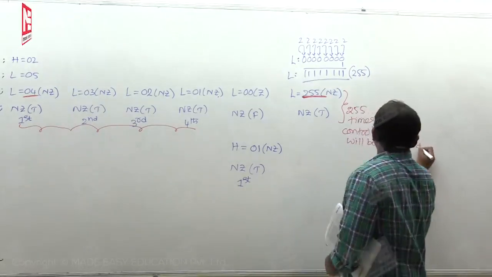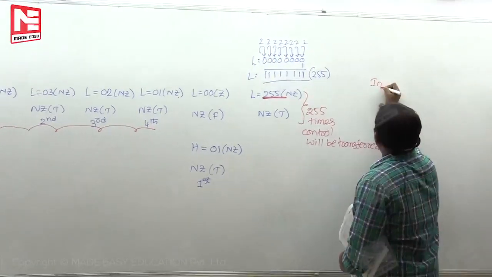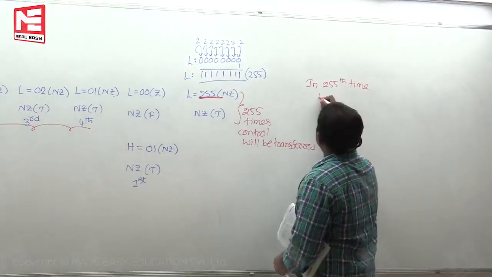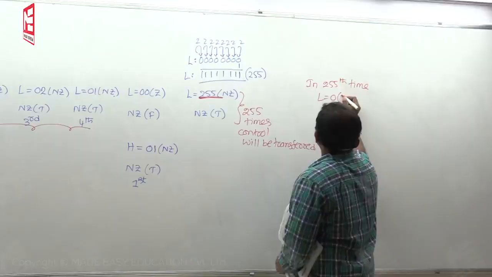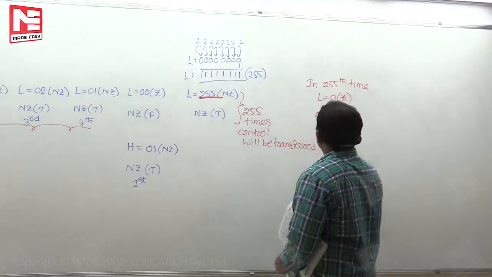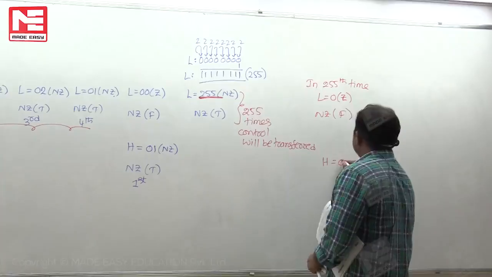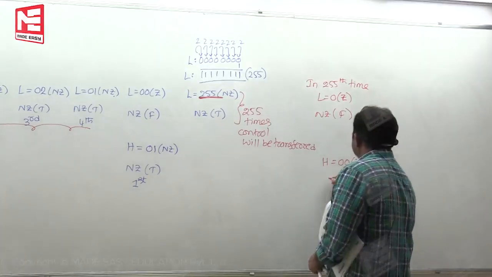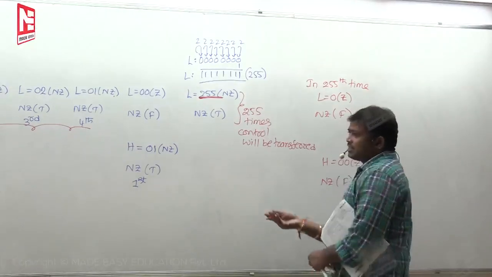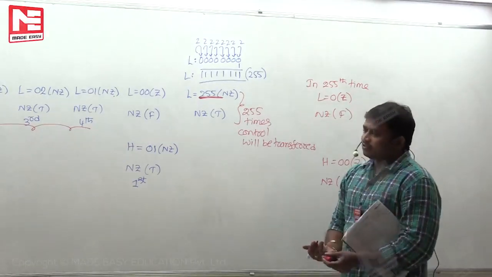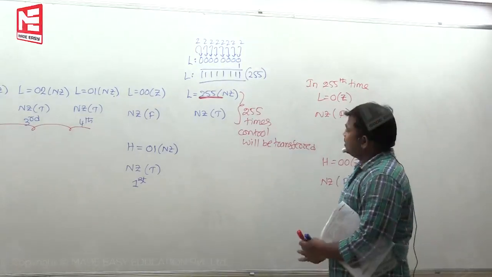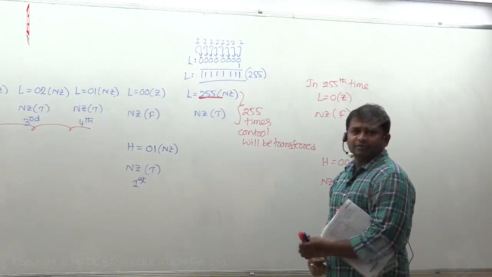So on the 255th time L becomes 0, and the zero flag will be set. The condition non-zero is false. Then go to H. H becomes 0. The condition non-zero is false. Go to the next sequence. What is there after the second JNZ? Nothing is there, so stop. This is the way of execution.